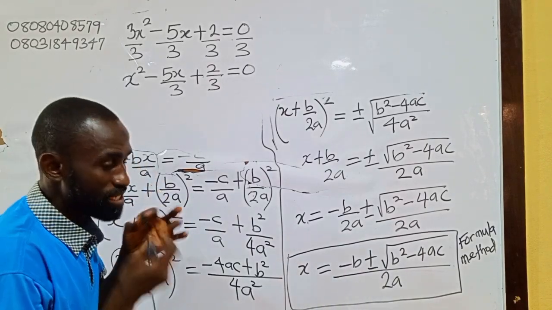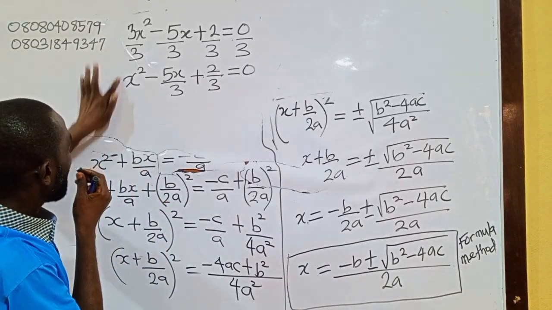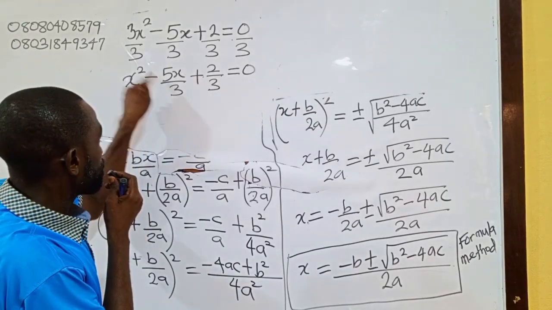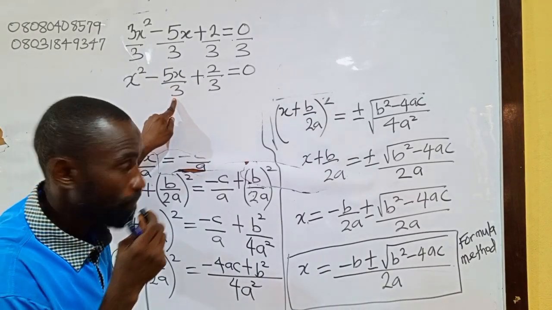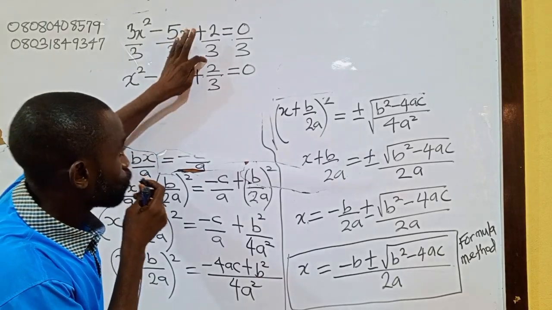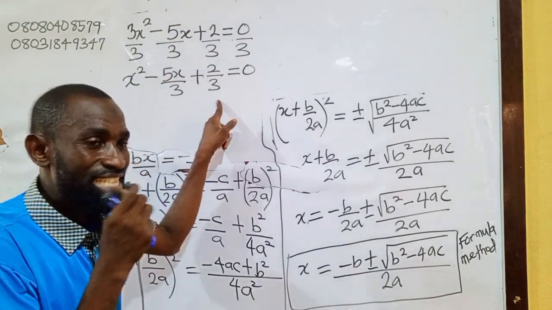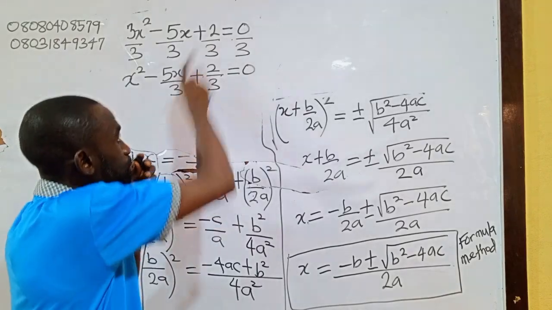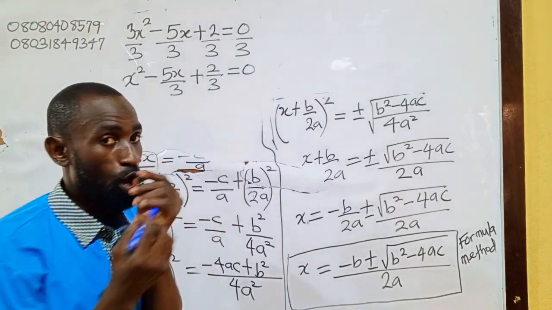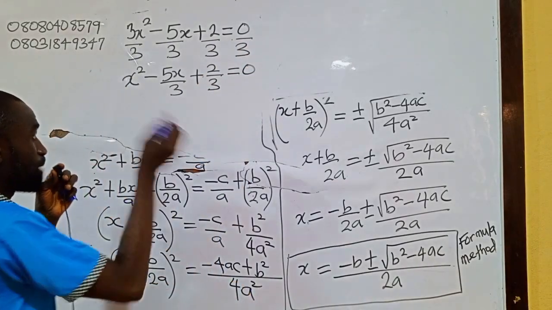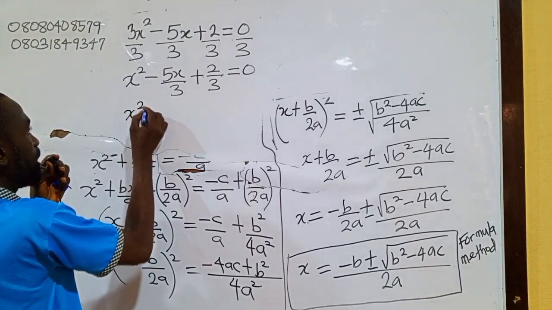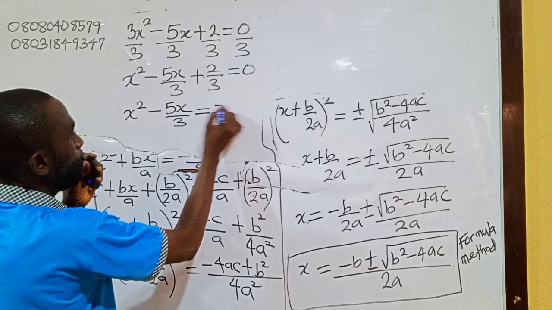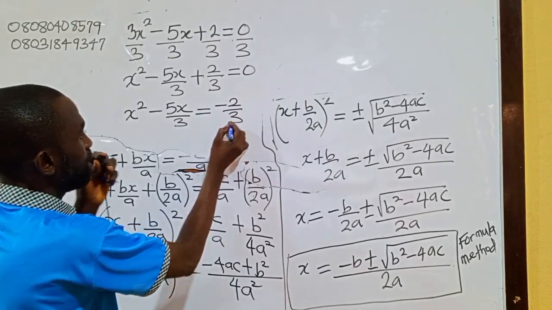Here, it means the coefficient of x squared now is what? 1. The coefficient of x is minus 5 over 3 with the sign. And the constant is what now? 2 over 3. The next step is we transfer this constant to this side. When it comes to this side, it becomes minus. So now x squared minus 5x over 3 is equal to what now? Minus 2 all over 3.